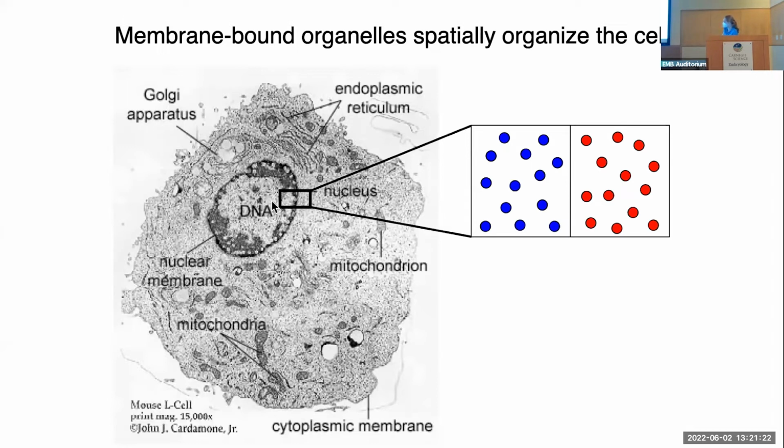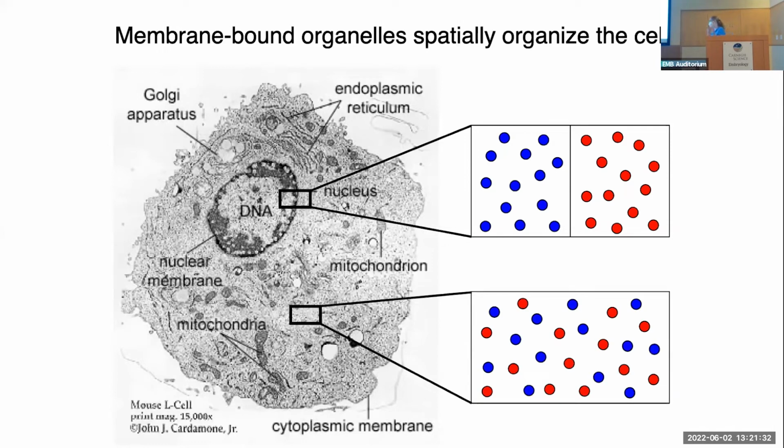And so the nucleus maintains the genome, ER and Golgi make proteins, mitochondria make ATP, and all these specialized functions require this membrane. And so until about a decade ago, it was sort of assumed that the cytoplasm is, you know, freely mixed and everything is a homogeneous solution. And depending on what the function of these blue and red molecules are, that could have adverse effects on their function.